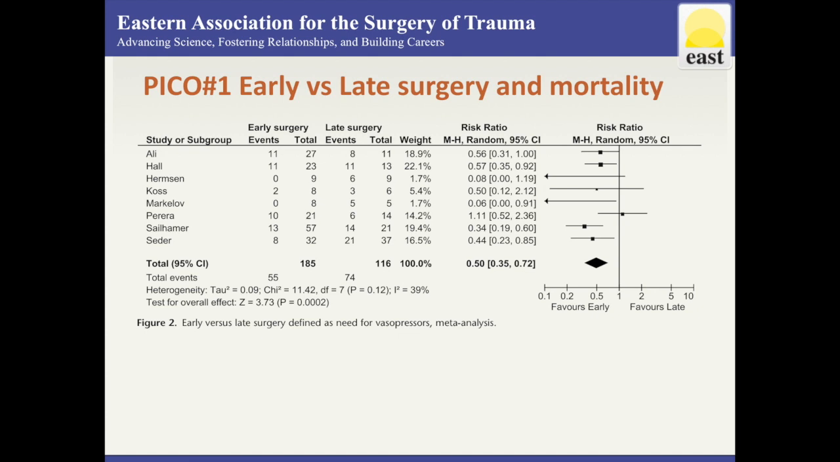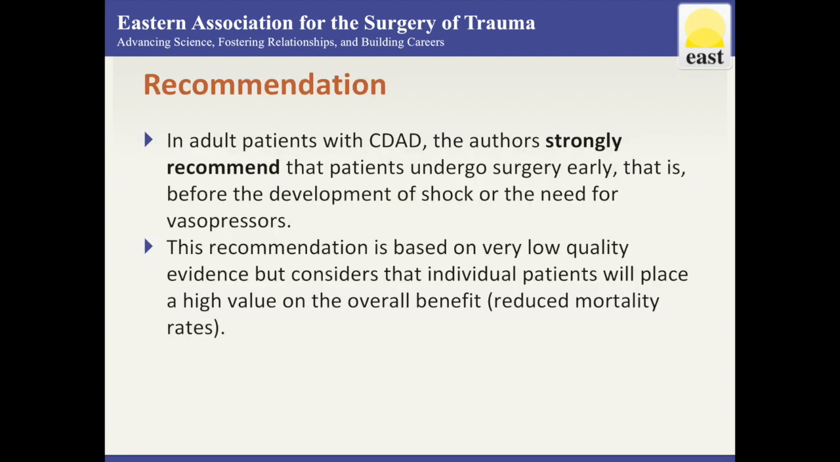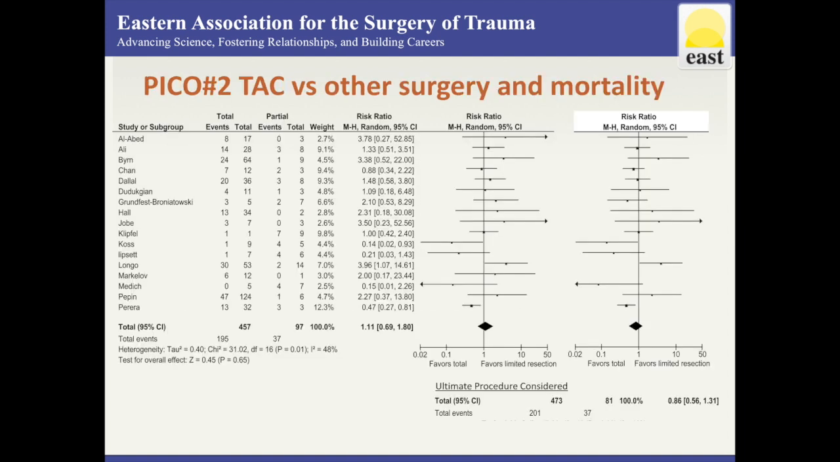The forest plot shown on the slide shows that early surgery was associated with less mortality with a relative risk of 0.5. In adult patients with Clostridium difficile-associated disease, the authors strongly recommend that patients undergo surgery early, that is, before the development of shock or need for vasopressors. This recommendation is based on very low quality of evidence, but takes into account a high treatment effect of over 50% mortality reduction.